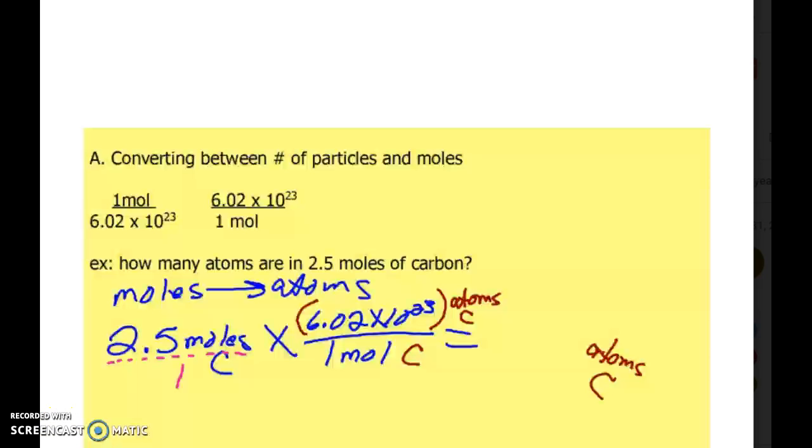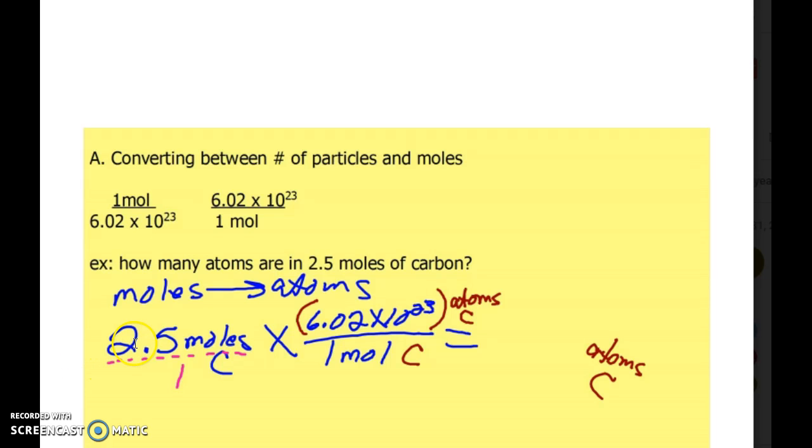moles on top. For example, if I want to know how many atoms are in 2.5 moles of carbon, I start with 2.5 moles. You can see the path is going from moles to atoms. I multiply 2.5 moles by the conversion factor, 6.02 times 10 to the 23rd atoms, because that's the type of particles I'm talking about in this equation, over 1 mole of carbon. And then I just multiply that out.